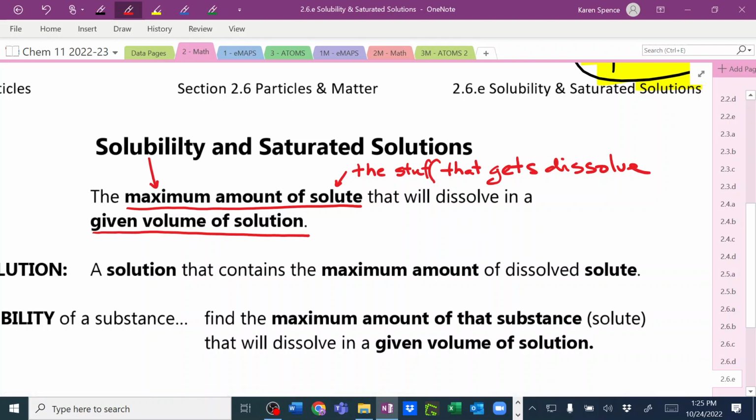Can you think of a unit we could use for that? Try and brainstorm a unit for solubility. We want the amount of solute in a given volume of solution. Chat with your partner, see if you can come up with something.